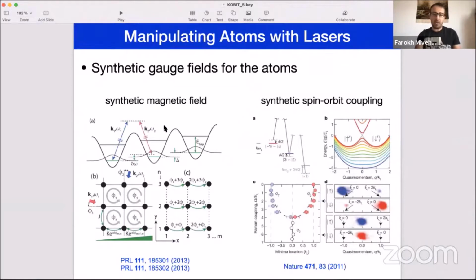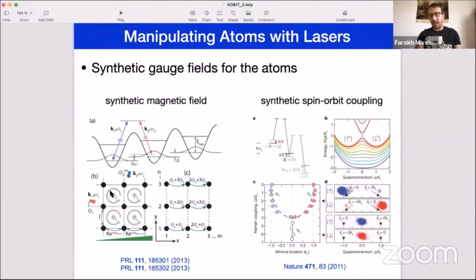In particular, for the synthetic magnetic field, the natural hopping of the atoms between neighboring sites of the optical lattice is suppressed by the energy offset between the adjacent lattice sites. And then this hopping is restored by two-photon processes. This process basically imprints a phase phi into the wave function of the atoms. By doing this, it simulates the Aharonov-Bohm phase of a charged particle in a magnetic field.